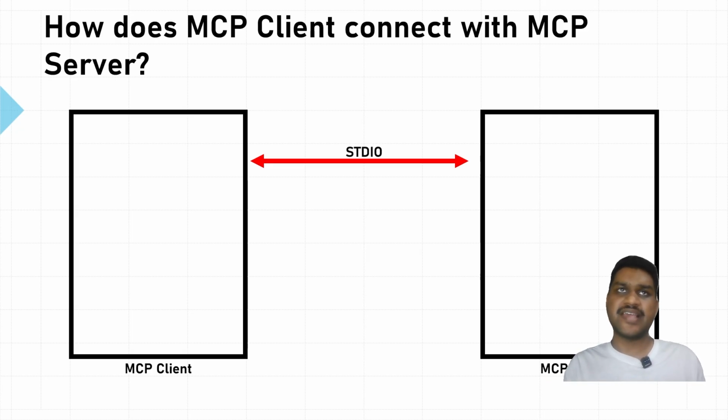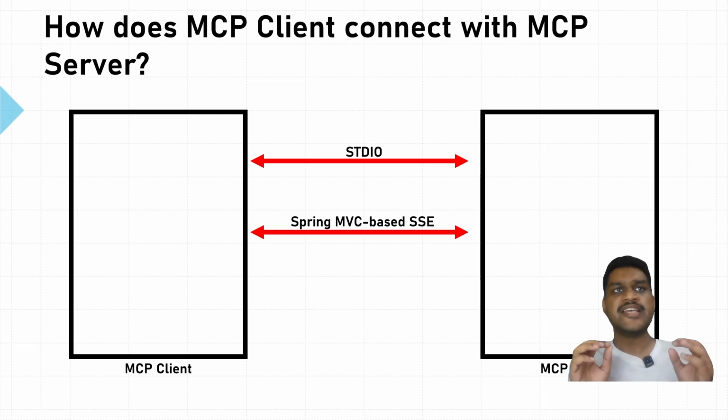So instead of it, there is a second option also. The second option is Spring MVC based SSE. Here SSE means server sent events. In this case, our MCP server is going to have the APIs. Our MCP server is actually going to run on some particular port number, let's say localhost colon 9090. Then within the MCP client, we are just going to mention the base URL only, not anything besides that. The moment we provide the base URL, automatically, with the help of HTTP, it will be able to talk with the MCP server.